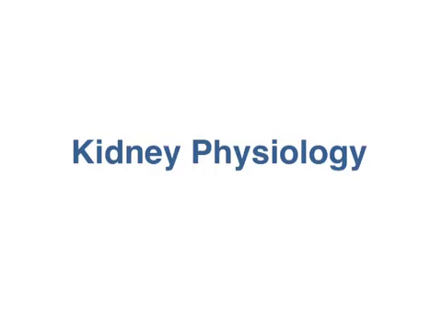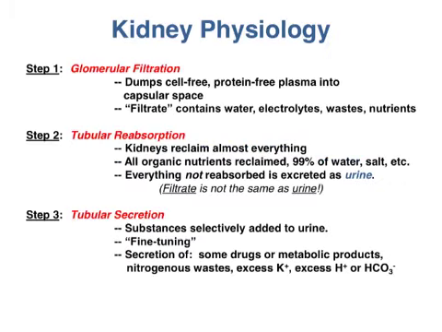Okay, in this video we're going to go into more detail about the process of actually making urine. So where does it start? How does it become what we're all familiar with? There are three basic processes involved in making urine: glomerular filtration, tubular reabsorption, and tubular secretion.